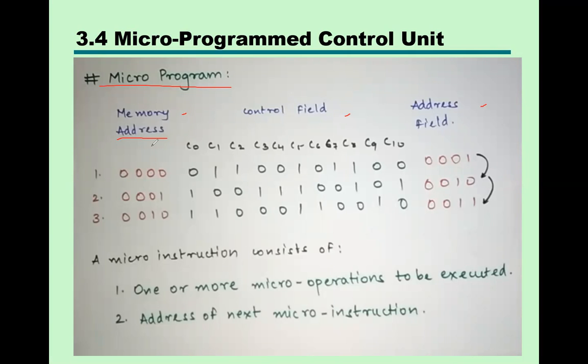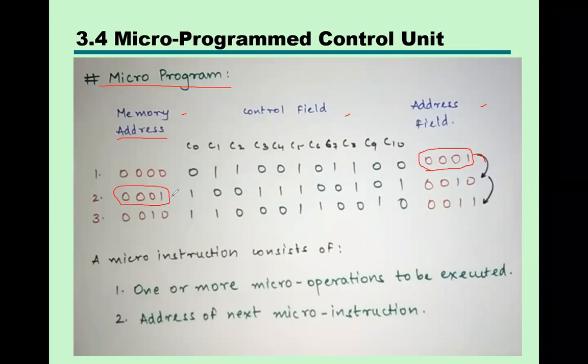Okay, so start from zero. At the first address, these are the pin set, like C1, C2, C6, C8. So when you read this first instruction, at that time you will move to the next field, that is the address field, which is 001. So where is this 001? Here is this 001. In this way, you can move from the first address to the second address.